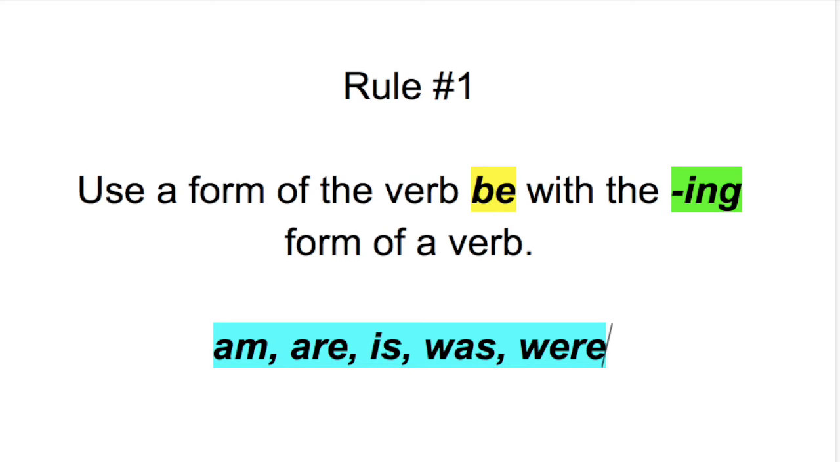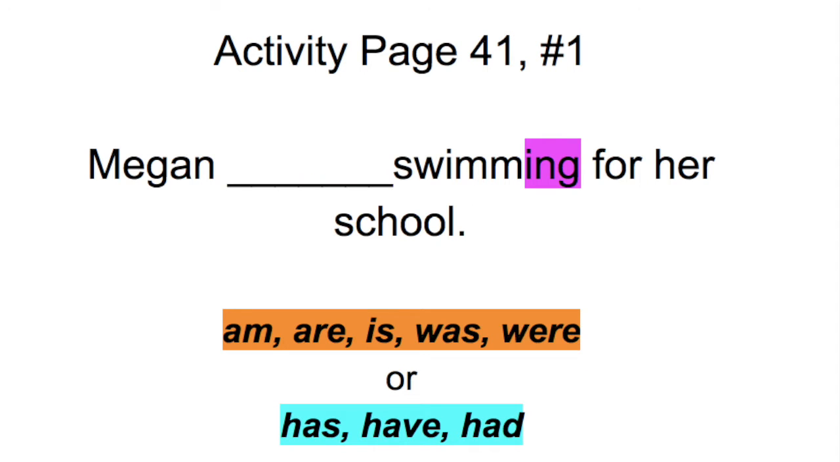Okay, let's go over the rules of using helping verbs. So the first rule is use a form of the verb be with the ing form of a verb. That means if a verb ends with ing, you'll use one of these following helping verbs: am, are, is, was, were.